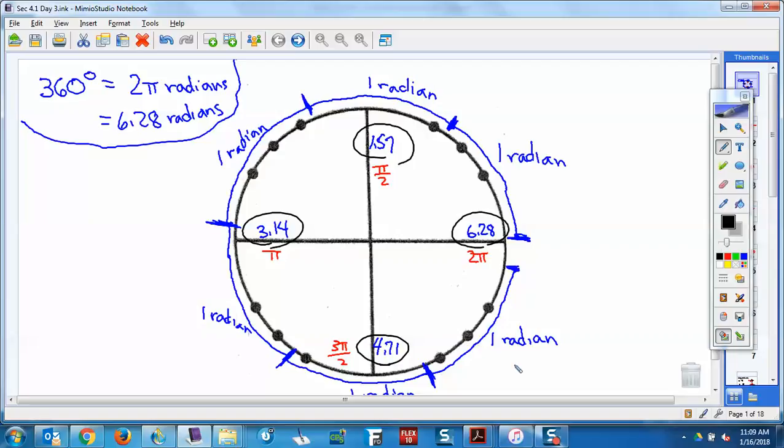So 2.54 centimeters equals 1 inch. When you put those units on them, then they're equivalent. You take the units off, and then obviously it's not. Well, the same thing is true here.